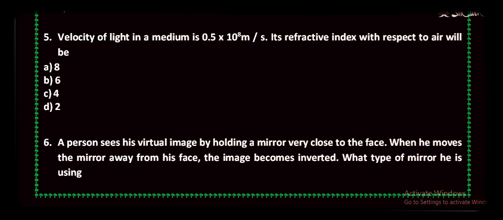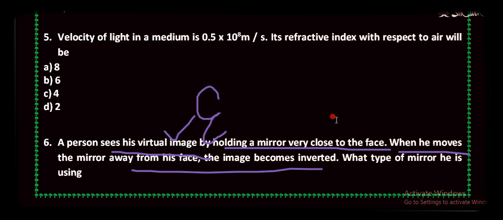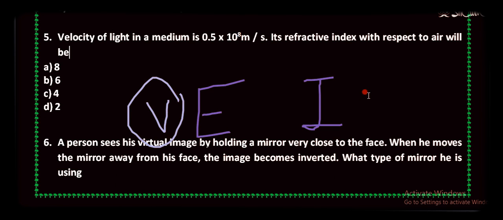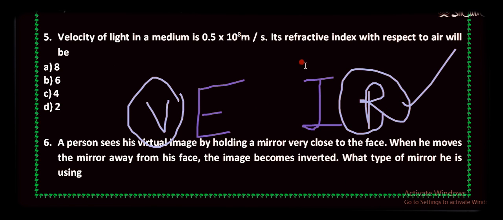The question number 6 is saying a person sees his virtual image. Virtual means erect image. Erect image by holding a mirror very close to the face. When he moves the mirror away from the face, the image becomes inverted. Which type of mirror is he using? So which mirror can form erect as well as inverted image, or you can say which mirror can form virtual as well as real image? So concave mirror is the mirror which can give you real as well as virtual image.